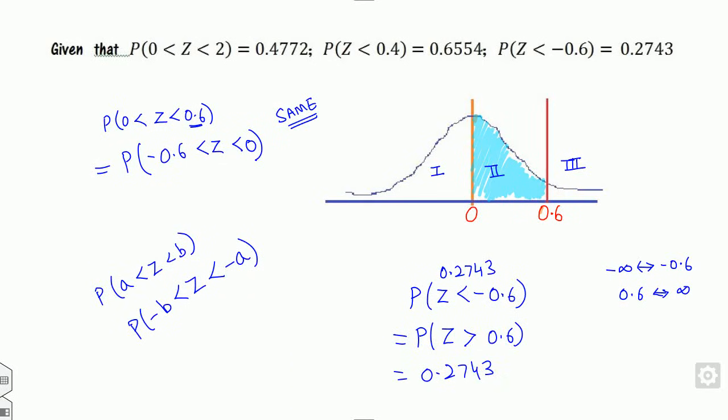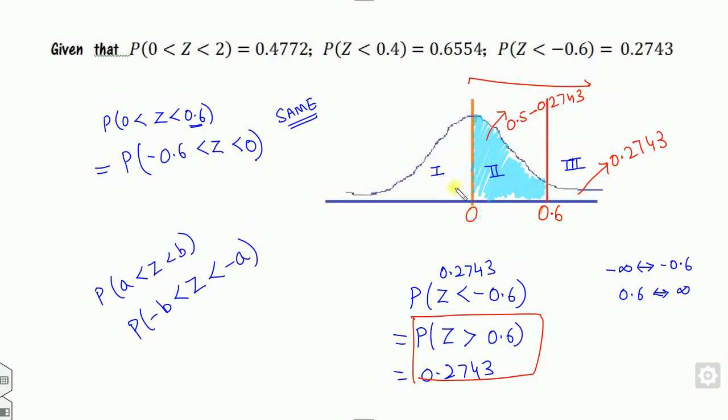So look at that, this area in this figure, which area is there? Z greater than 0.6. So it means third area is given to you as here. So you can also find the area of second from, once you know this, and area up to here is 0.5. So 0.5 minus 0.2743.